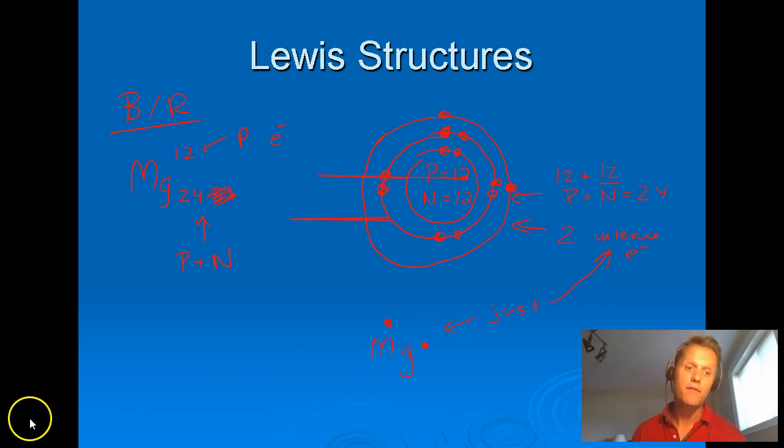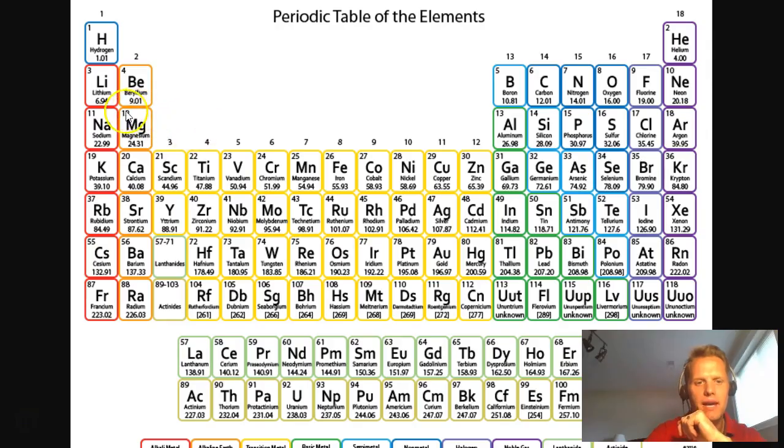Interestingly, if we look at the periodic table, magnesium is in group 2, and anybody in group 2 is going to have 2 valence electrons in the outermost shell. Anybody in group 1 is going to have 1 valence electron. They have different amounts of shells. This is period 1, which has 1 shell, and hydrogen has 1 valence electron. Lithium is in period 2, so it has 2 shells, and it has 1 valence electron because it's in group 1.